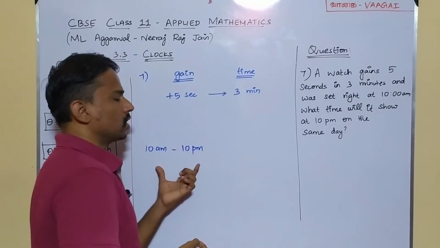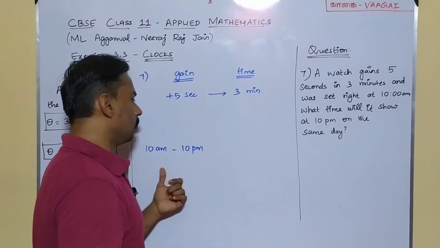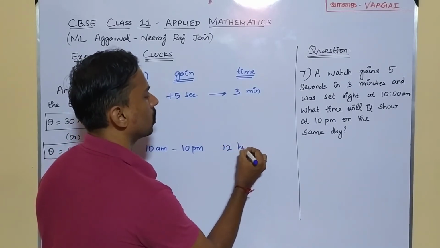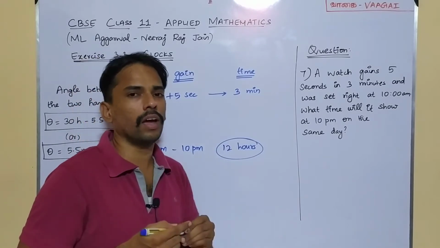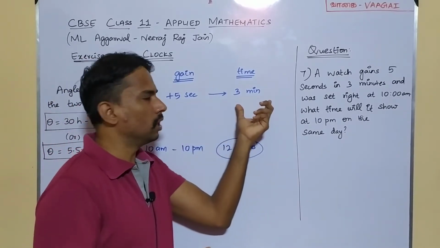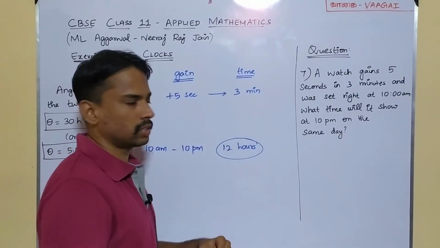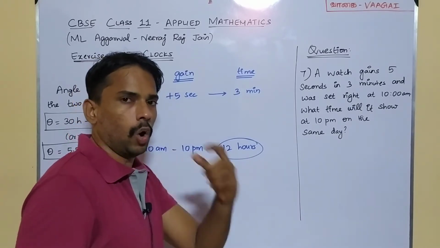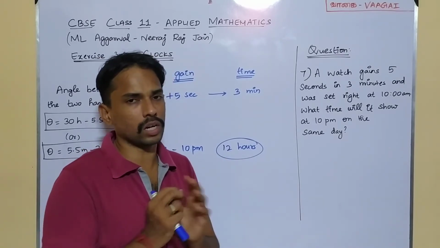How much duration is this? It is going to be 12 hours, because it is 10 a.m. to 10 p.m. the same day. So this we have to note. We have a clear idea about how much time the clock is gaining in what time. The clock gains 5 seconds in 3 minutes, and all we need to find is how much time this clock will gain in a 12 hour duration. Only then can we tell the correct answer.